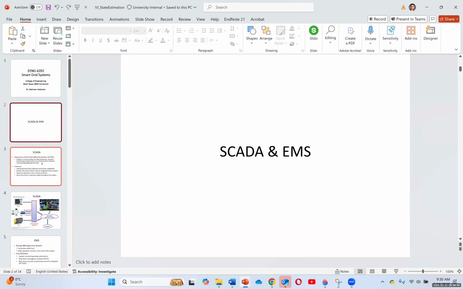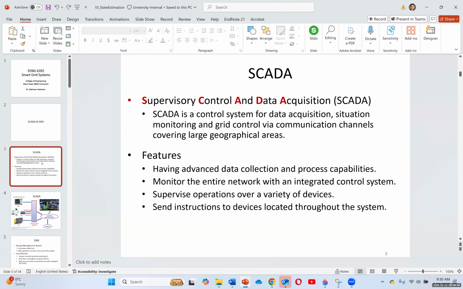So what is SCADA? SCADA is a supervisory control and data acquisition system. It's technically the control system that we have. Imagine if in a smart grid we have a control room, and SCADA is actually the control system for that. It's for data acquisition, situation monitoring, and grid control via some communication channels covering large geographical areas.